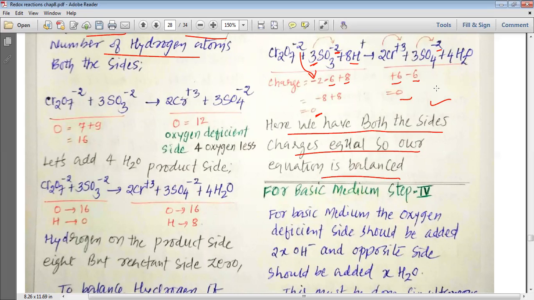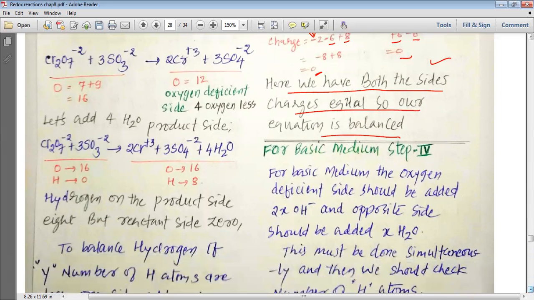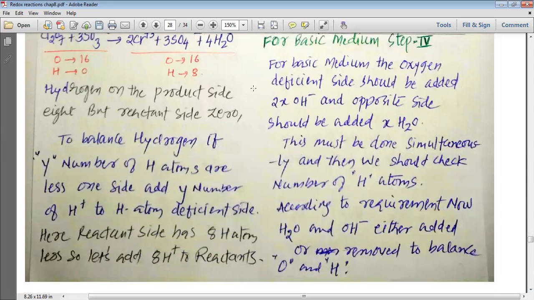So this is how we confirm whether we have really balanced the equation properly or not, by calculating the charge on both sides, and this is how we can understand the equation is balanced. Now we have studied the fourth step, in which we studied how to balance the equation in the acidic medium. But suppose instead of the acidic medium, we have a basic medium.